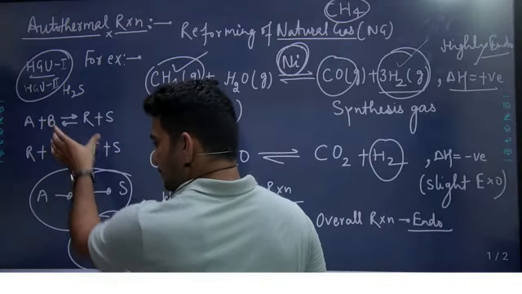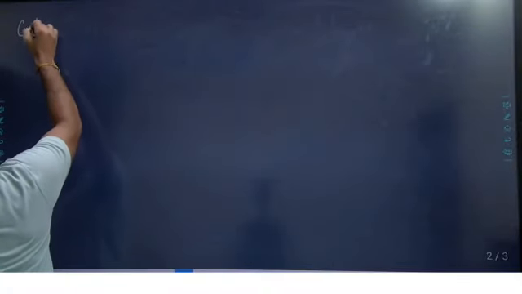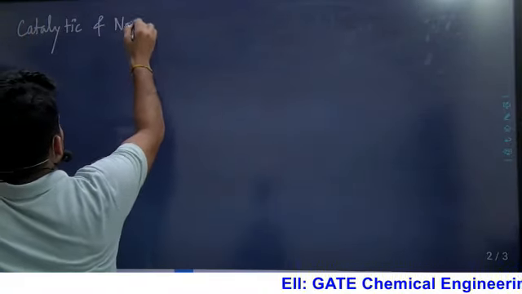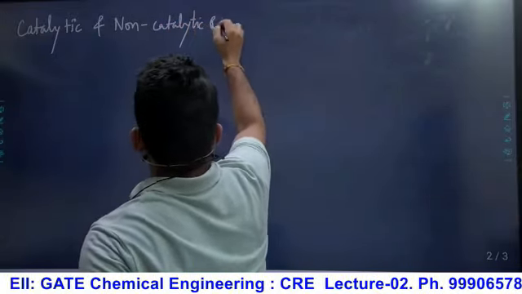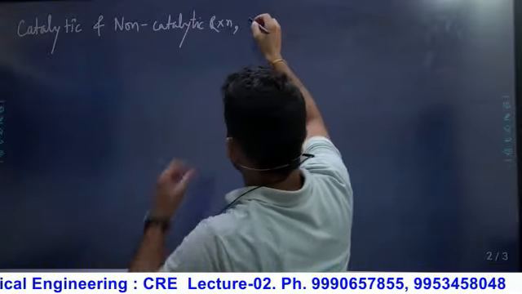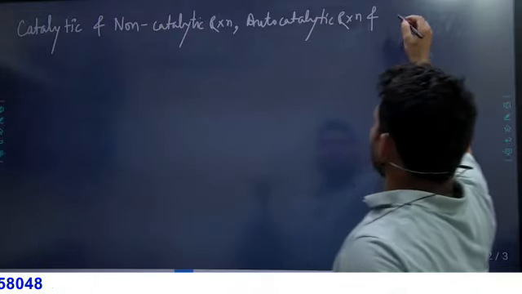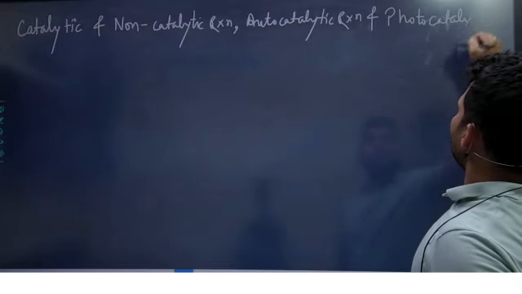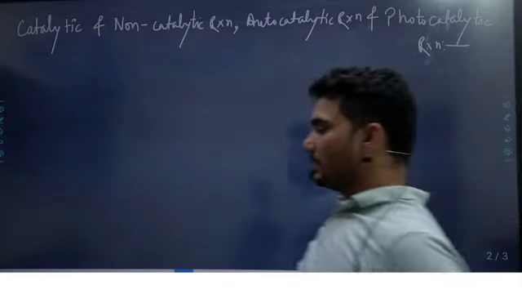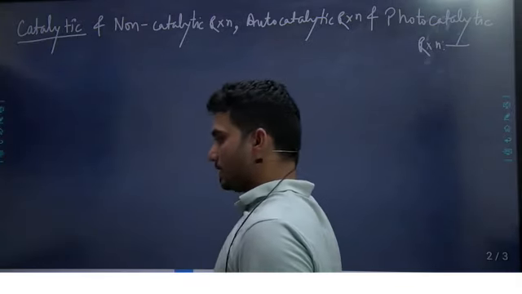First one reaction is a reversible reaction. Second one reaction is also a reversible reaction. After that, understand all about catalytic and non-catalytic reactions. After that, you already know the autocatalytic reaction. You should also know the photocatalytic reaction. A catalytic reaction is the reaction in which we are using a catalyst.